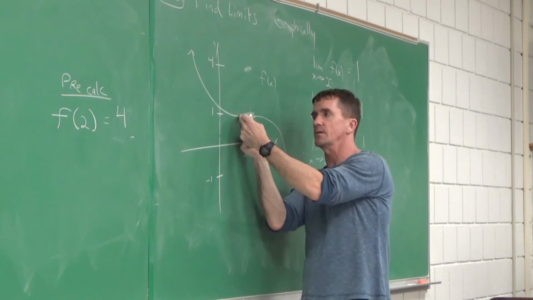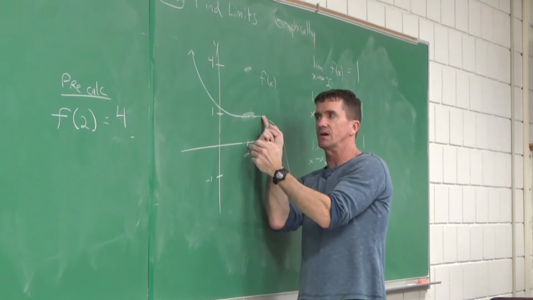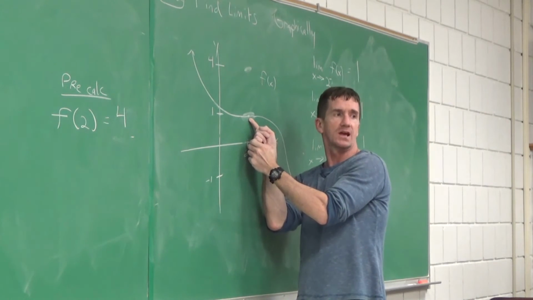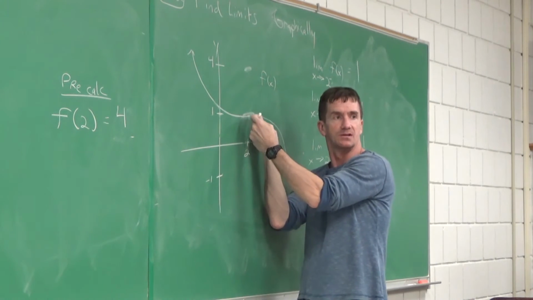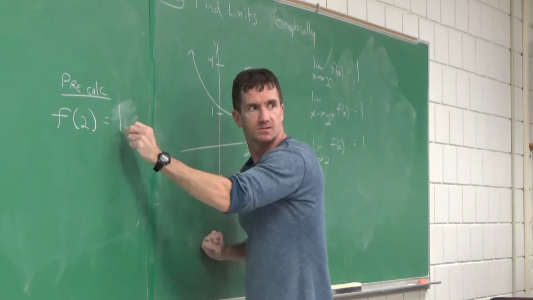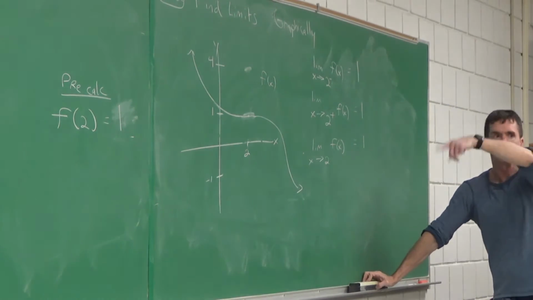As you approach 2 from the left side, what are you getting closer and closer to? 1. As you approach 2 from the right side, what are you getting closer and closer to? 1. Those are the same, so the limit from both sides has to be a what? 1. Now what's this though? 1. Don't agree? 1.